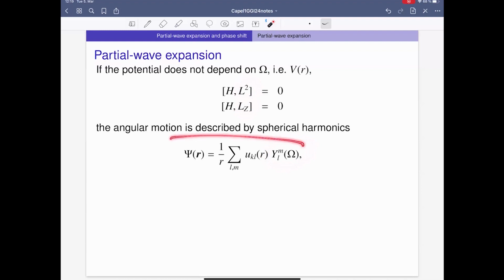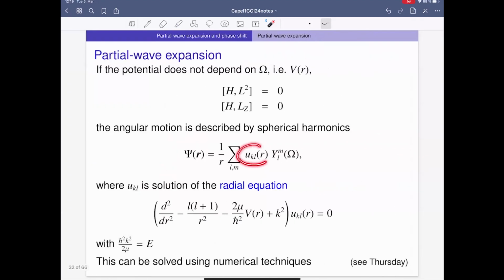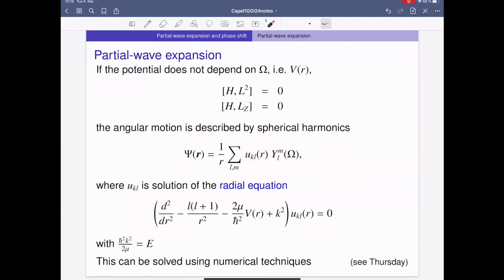And this is the expression then of the wave function. This function of the radius is the solution of a radial equation, which is written here, and this can be solved numerically, and this is exactly what we are going to do on Thursday. Well, this old Fortran program will do it for us. So we solve the Schrödinger equation.